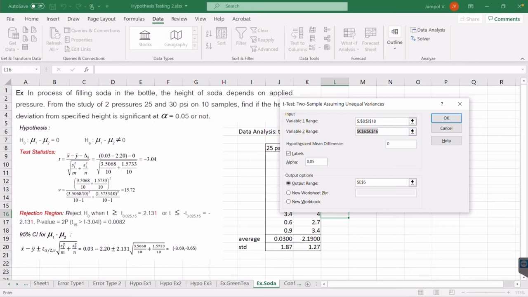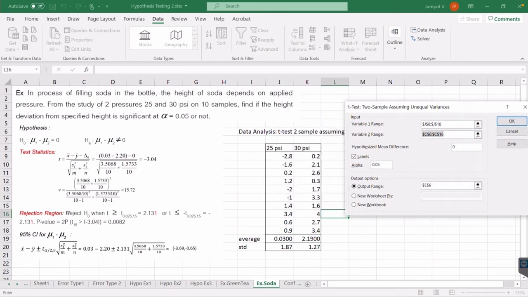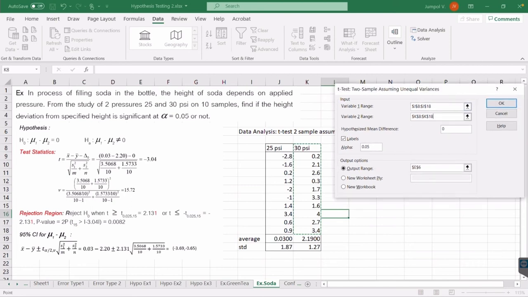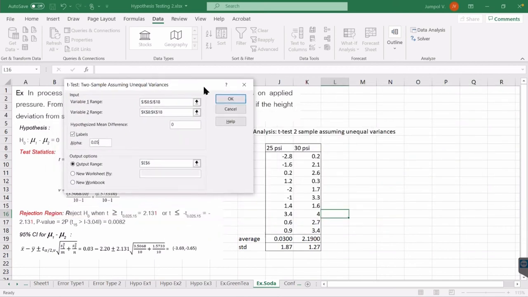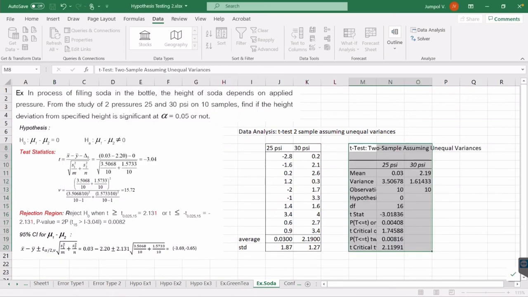the data of both samples. The hypothesized mean difference is 0, and we have labeled the header. Alpha is 0.05. Output range, let's put the output range in here. Okay, then hit OK.